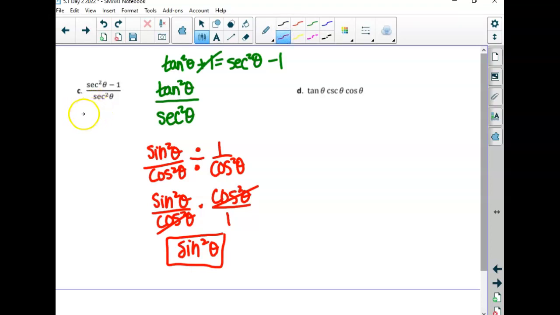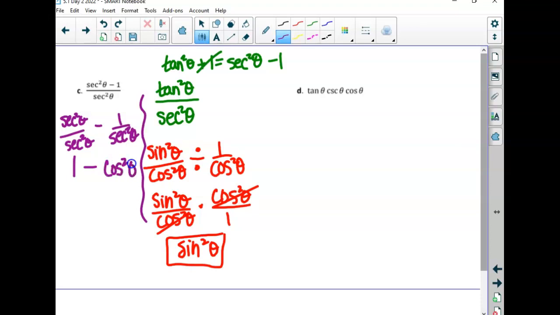Now, what if someone had tried this? They separated it. So they wrote secant squared over secant squared minus 1 over secant squared. What would a secant squared over secant squared have become? That would have been a 1. And what's the reciprocal of secant? Cosine. So a 1 over secant is a cosine. And then could you have used a Pythagorean identity to trade 1 minus cosine squared for a sine squared? Okay. So separating it would have gotten you there as well.